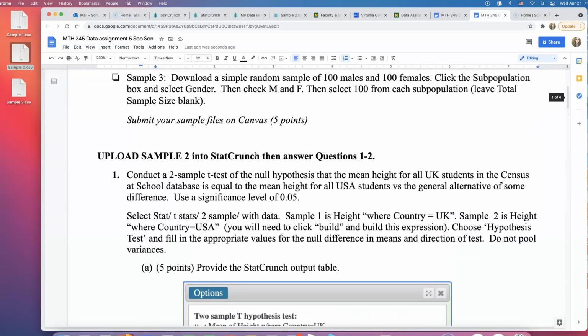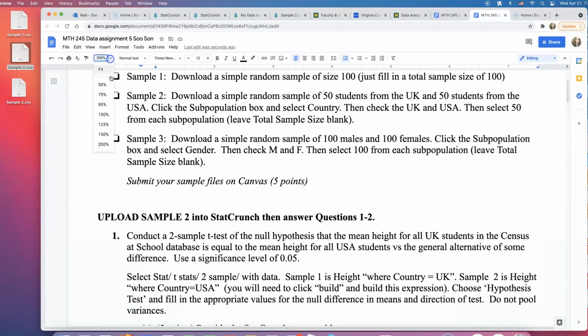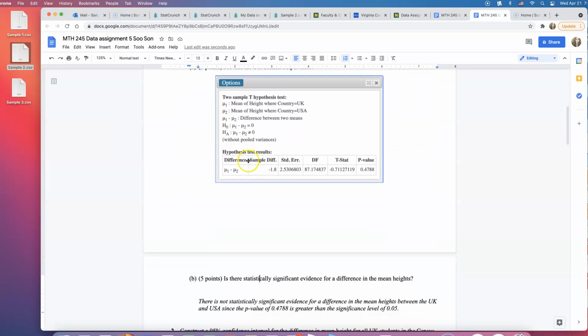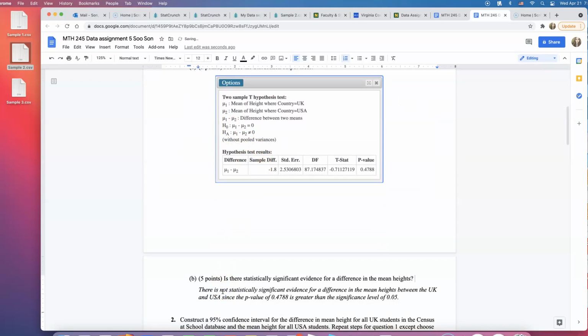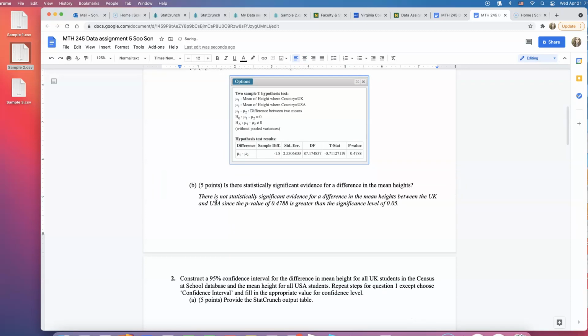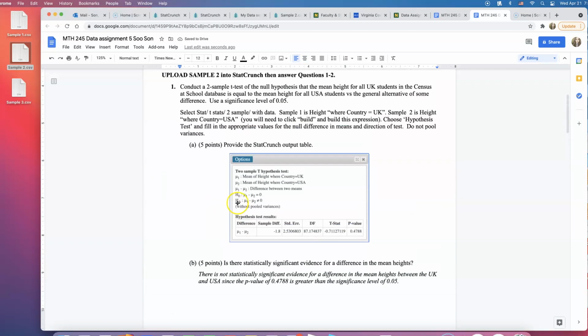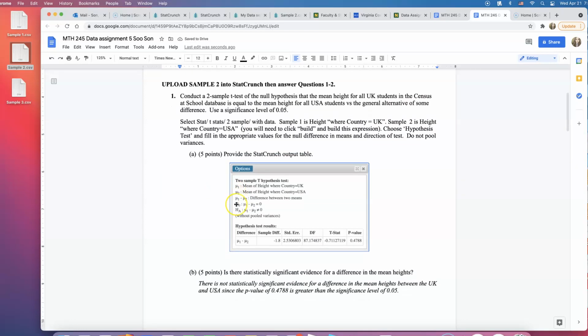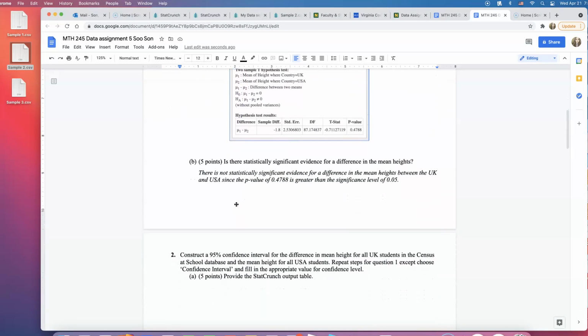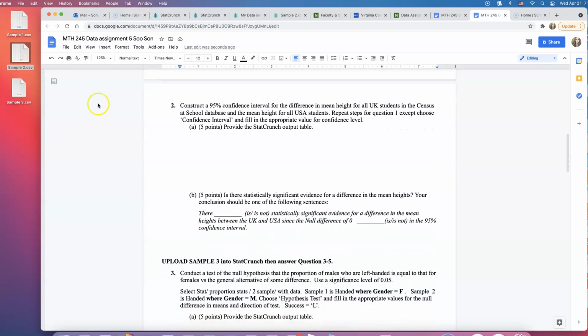Very similar. All right, let me zoom out a little bit. But what I'm thinking is I may be able to put the interpretation and the table on the same page. I'm gonna do that. Oh, that looks good. Okay. All right. Why not? Let's go ahead and do number two on the same video. It says construct. Ooh, we're doing a confidence interval.